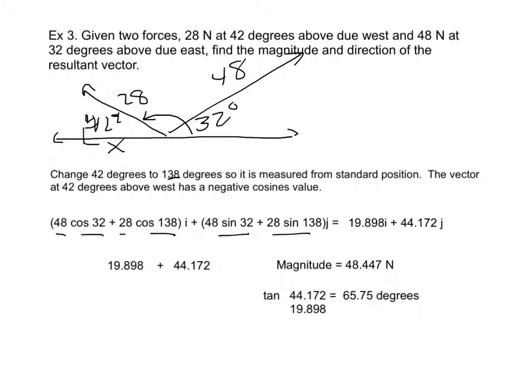To find the magnitude, remember you take the square root of x squared plus y squared. And I end up with 48.447 newtons. To find the angle, you do the inverse tan of 44.172 divided by 19.898, and you get 65.75 degrees. Be sure to ask yourself which quadrant you're in. Since both the x value and the y value are positive, I'm in the first quadrant, and 65 degrees is a good answer.